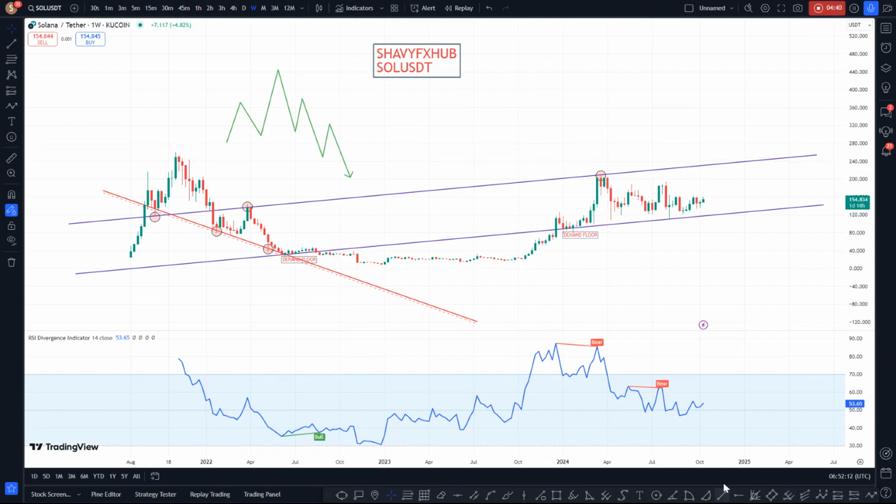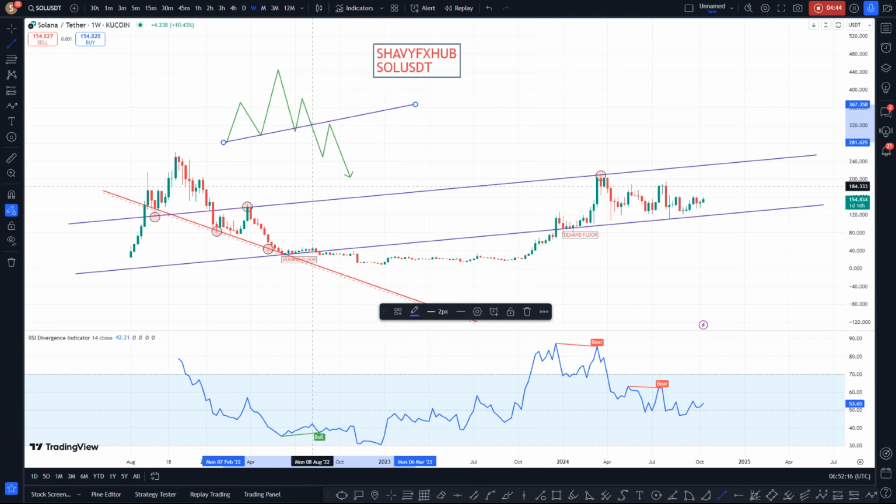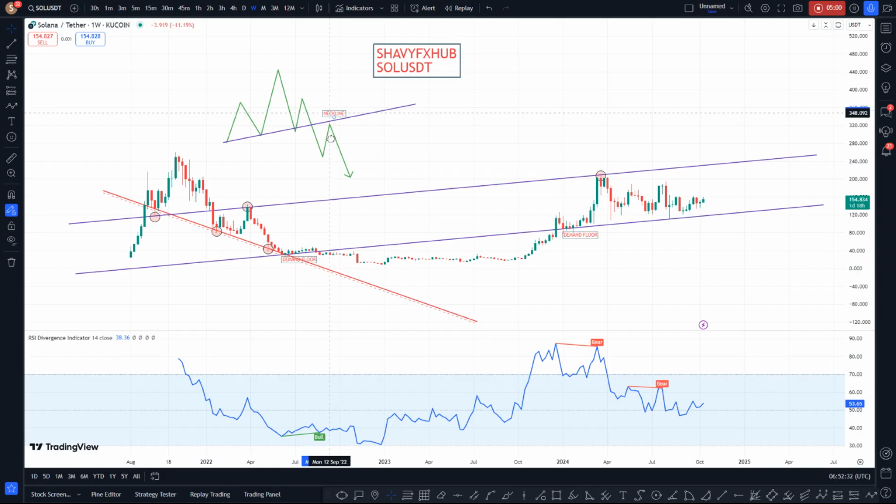So in this case now, we have here, this is the neckline. And it's similar to the structure we have here. Neckline. So this is it. This is the head. This is the shoulder. This is the shoulder. Right shoulder and left shoulder. So price has broken out. This is the neckline and this is the retest.